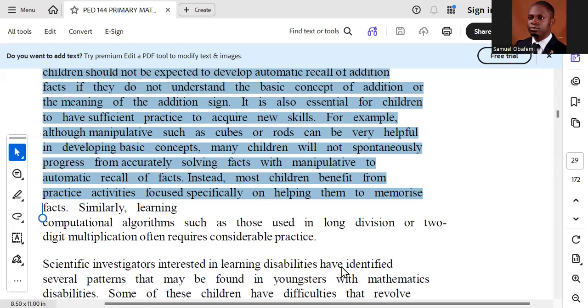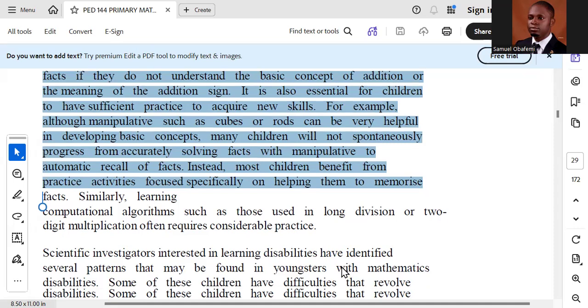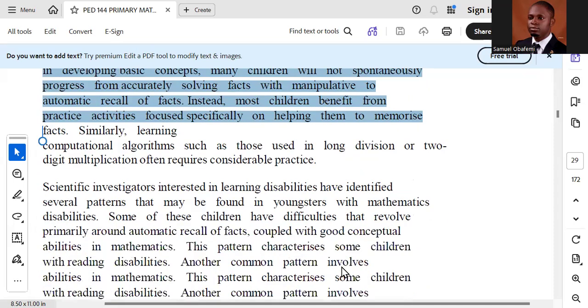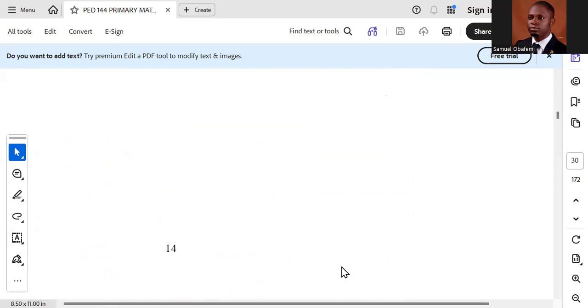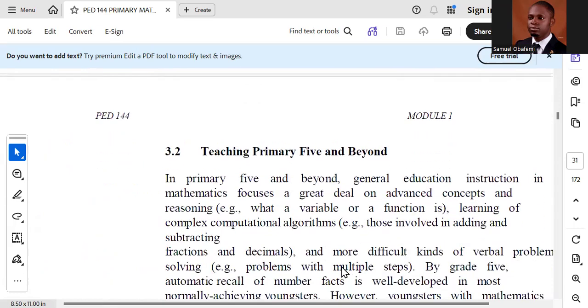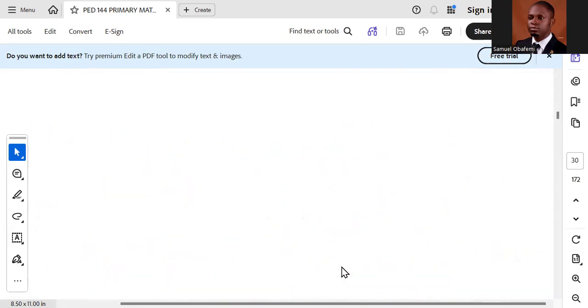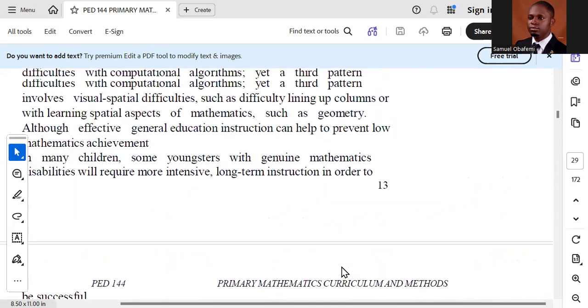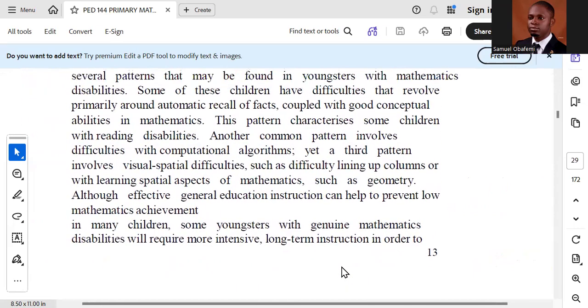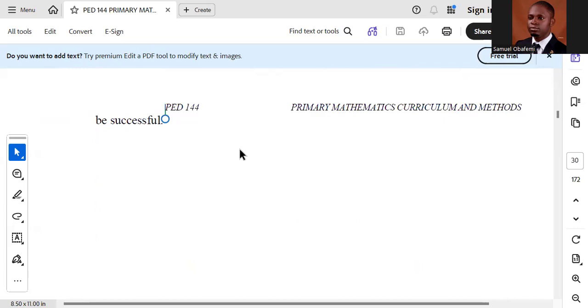So why must mathematics be taught step by step? That is another thing we need to see from this place. Why mathematics must be taught step by step. I think this is where it is. We'll look at it and then close the class. I think I've exhausted the time already.